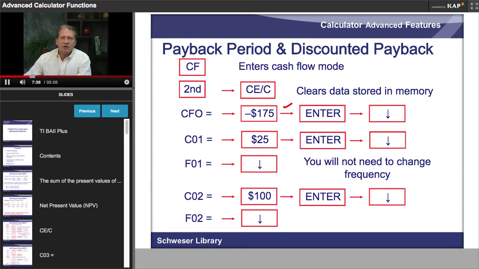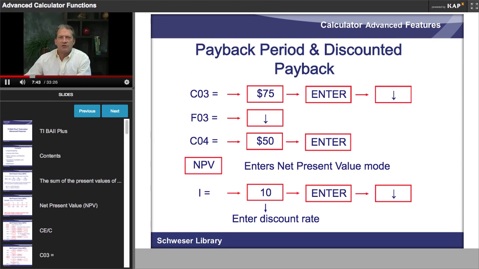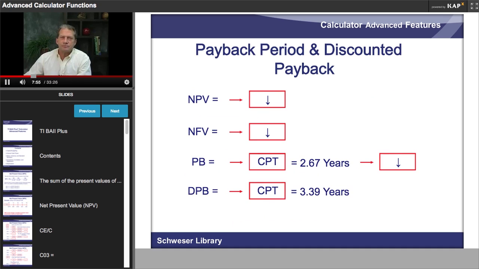So let's enter all these cash flows. This is the same as we did before. We're still using the cash flow keys. So we enter all those single cash flows, go into net present value, tell it the discount rate's 10, enter that 10, scroll down, and get to NPV. Then we can also get to NFV, net future value, and then finally to the payback period. Once we get to payback period, if you want to compute that, press compute, and it'll tell you it's 2.67 years as we suspected.